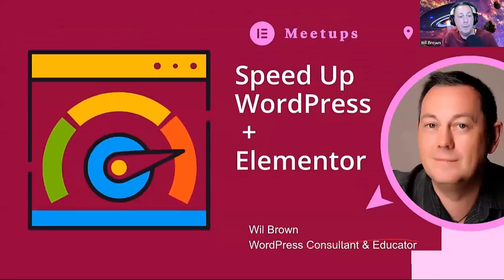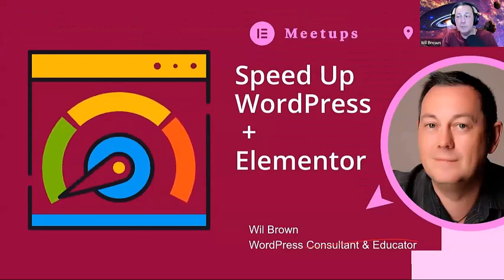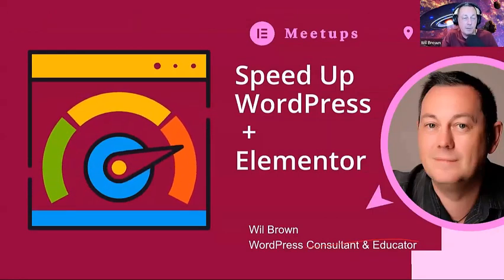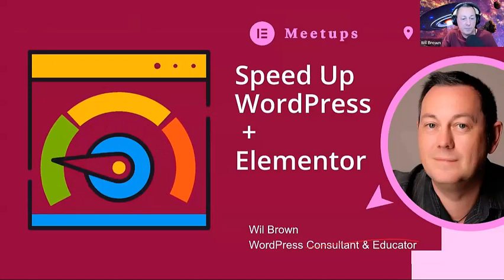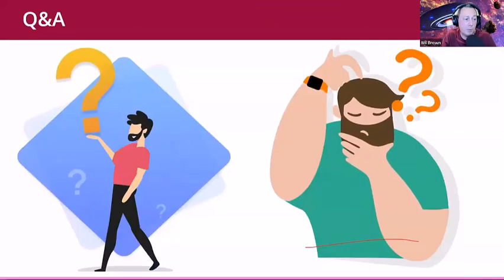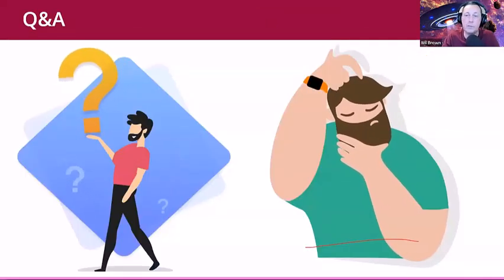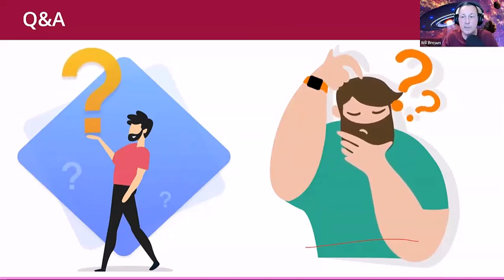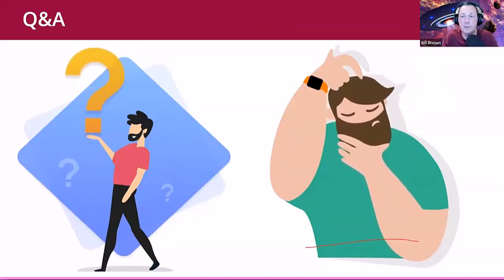Okay, that's it. Wow. So that was 28 tips to speed up Elementor and WordPress. Happy to do any Q&As. What I'll do is I'll get rid of the screen share and I'll go through the chat to see if there's anything in there and see if I can help. Otherwise, if anyone wants to chip in with a question, then just go for it.